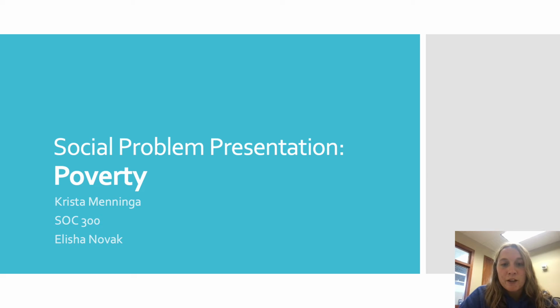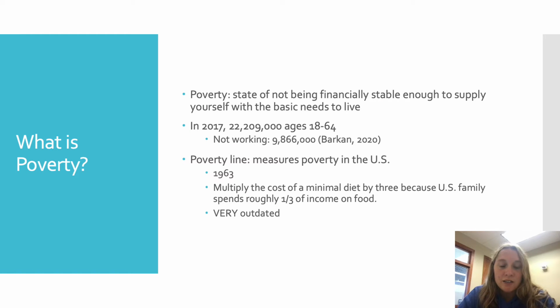Hi, I'm Krista Menninga. So, what exactly is poverty? Poverty is defined as the state of not being financially stable enough to supply yourself with the basic needs to live. In 2017, a little over 22 million people ages 18 through 64 were in poverty. And of that 22 million, nearly 10 million were unemployed.